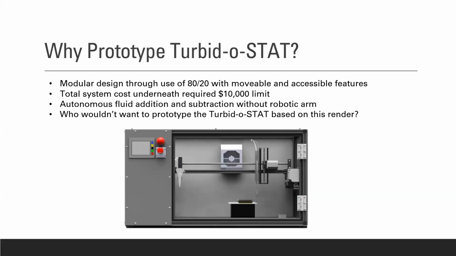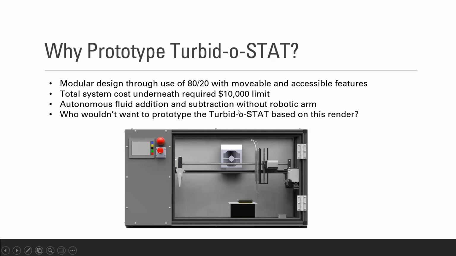And so why do we want to prototype the turbidostat? Well, through the modular design of 80/20, we have movable and accessible features that have the ability to be changed out based on the way that they're screwed onto the device and in different patterns. Our total cost is underneath the required $10,000 limit, which means there's a lot of fluidity to add things to the design if needed later on. But this is a final design, so we think that it's optimal.